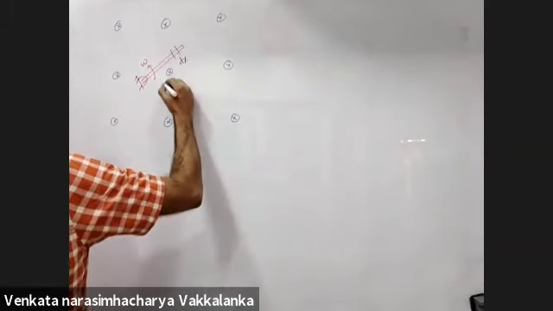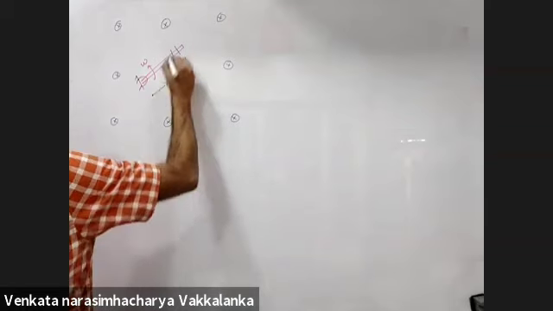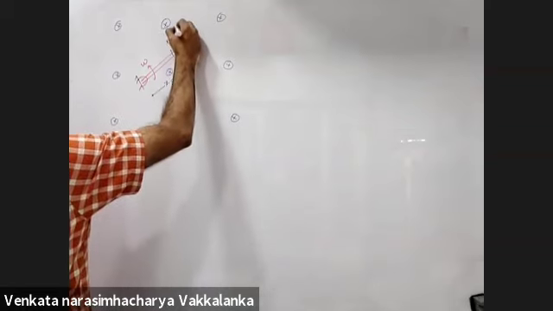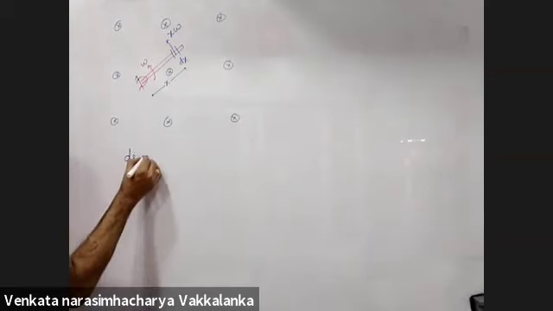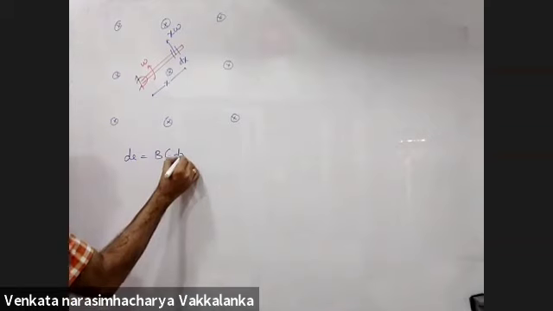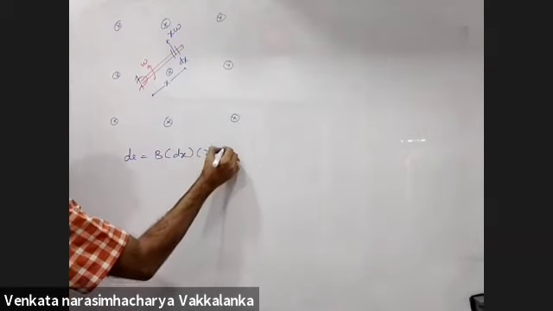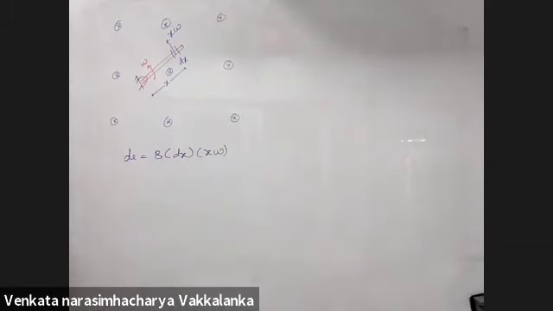Consider a small element dx at a distance of x. The velocity of that particular element will be x omega. Velocity of that particular endpoint is x omega. Agreed?